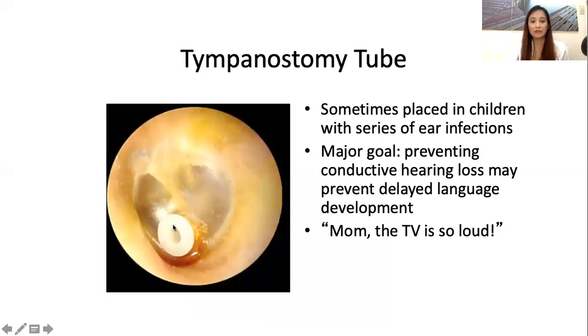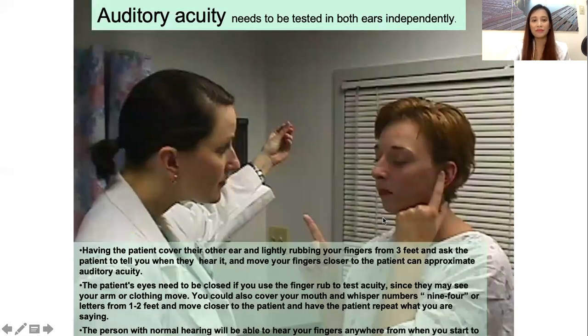Okay. So this one, sometimes you can see patients with this kind of tube. This is a tympanostomy tube. It is sometimes placed in children with series of ear infection. Major goal is to prevent conductive hearing loss, which may prevent delayed language development. So sometimes they can hear, their ears are very sensitive.